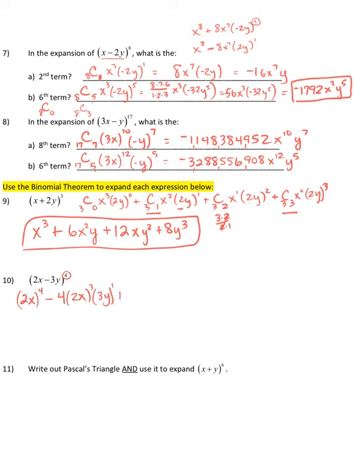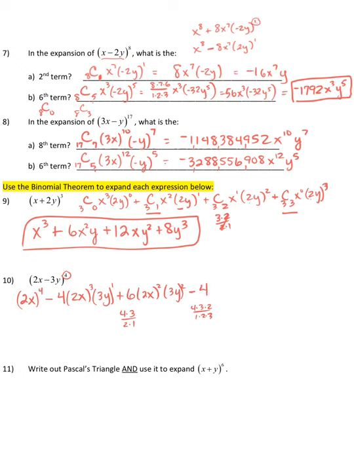The next term will be positive, and the next coefficient will be 4 times 3 over 2 times 1, which is going to give me a 6, and it'll be 2x raised to the 2nd power and 3y to the 2nd power. Then it'll be a minus, and it'll be 4 times 3 times 2 over 1, 2, 3. And that'll be a 4 again.